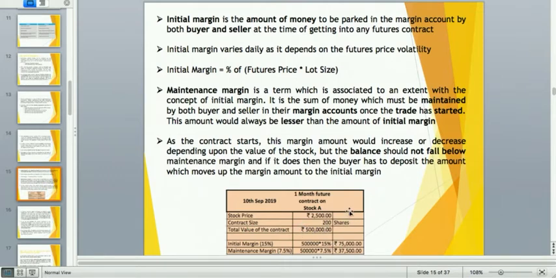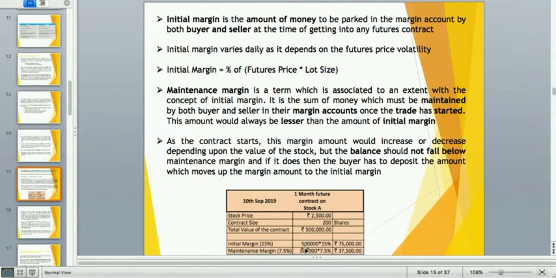Now please, when I use the term notional value of the contract, I mean the total value of the contract. Nobody is asking you to deposit this sum. We are not playing with this big sum. We are only going to play with the margins, which are just percentages of this total value. Let's say the broker charges an initial margin of 15%.